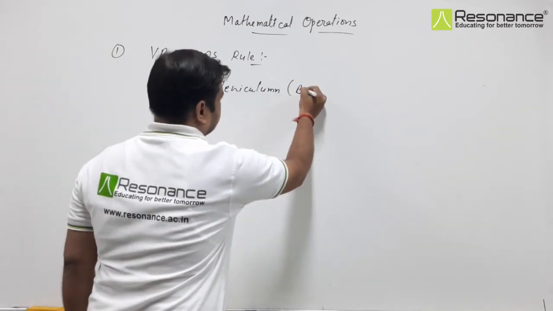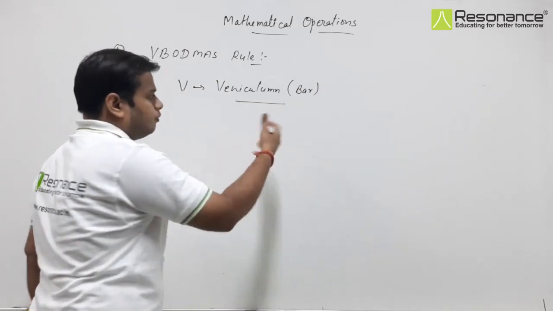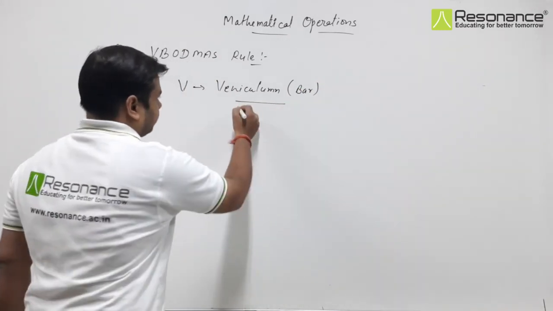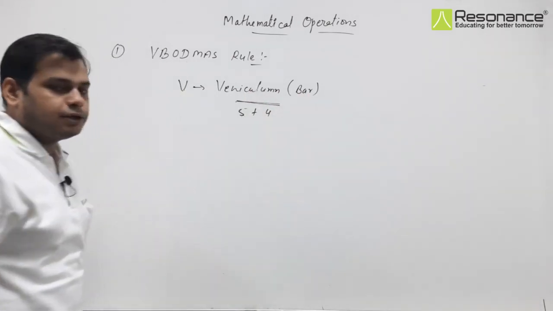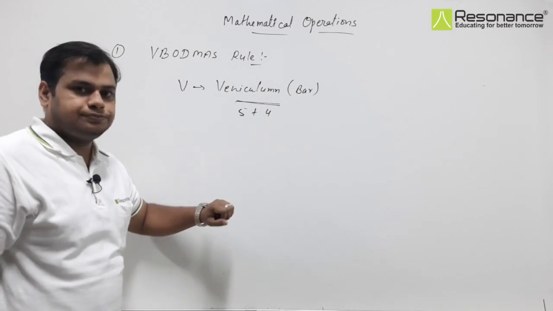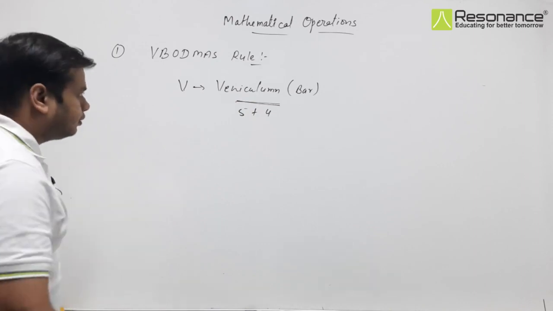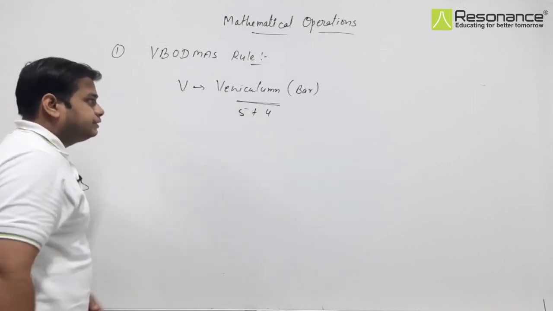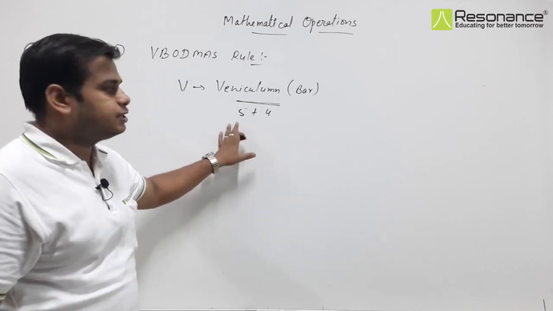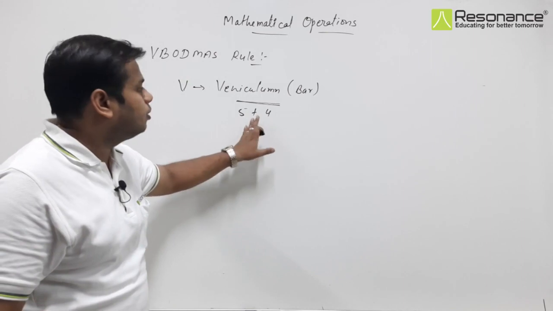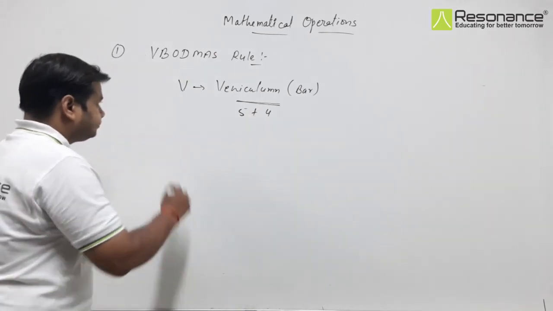Vinculum means bar. Bar means a line which is drawn over some numbers and signs, like 5 plus 4 and the line is drawn over this mathematical operation. So this is vinculum, where a line is drawn over some numbers and signs. That means if there is a line drawn on any kind of number and signs, then we have to solve that operation very firstly in the given mathematical equation.